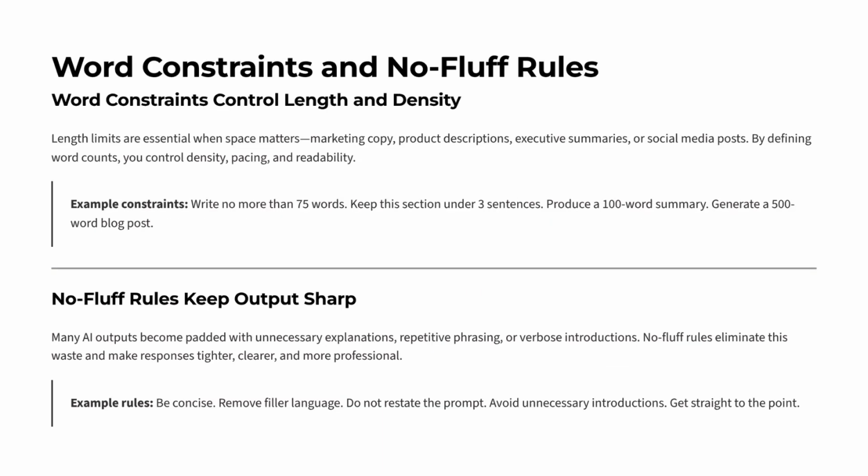Word constraints control both length and density. These limits are essential when space matters, such as in marketing copy, product descriptions, executive summaries, or social media posts. Examples include: write no more than 75 words. Keep this section under 3 sentences. Produce a 100-word summary. Generate a 500-word blog post. No fluff rules, on the other hand, keep outputs sharp and direct. They eliminate filler language, repeated ideas, and unnecessary introductions. Examples include: be concise, remove filler language, do not restate the prompt, avoid unnecessary introductions, get straight to the point.